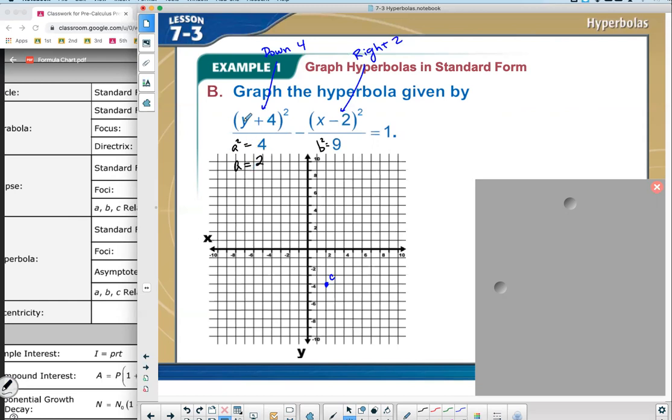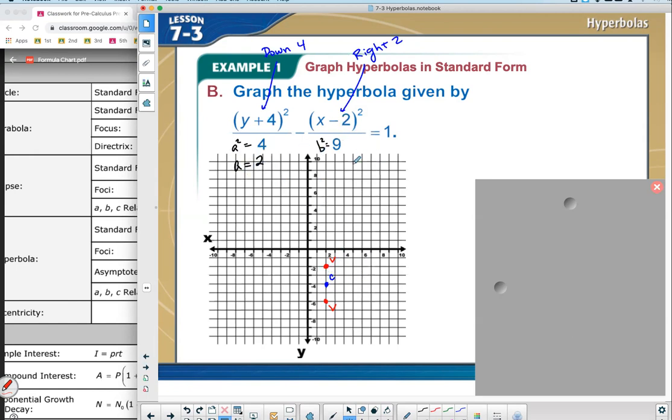2. Now this component is with the y, which means it's what I would call the vertical component. I'm going to go up 2 units and down 2 units. Up 2 units, vertice, down 2 units, vertice. A's give you vertices. A's give you the major axis on an ellipse and a transverse axis on a hyperbola, just for the record. So there's our vertices. The transverse axis would be this length of 4, would be 2 times the A.